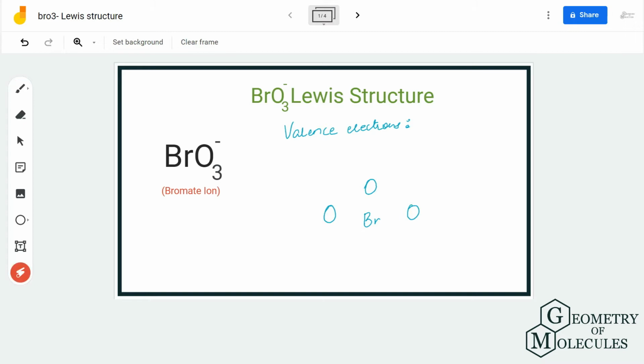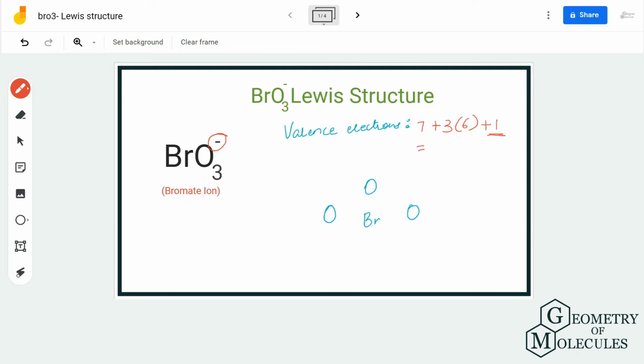So we are first going to look at the total number of valence electrons. Bromine has 7 valence electrons in its outer shell, whereas oxygen has 6. We are going to multiply this number by 3 because there are 3 oxygen atoms, and as it has a minus charge over here, it means it is acquiring one additional electron to form a stable structure, and hence we are also going to count that as well. So in total we have 26 valence electrons for BrO3 minus.